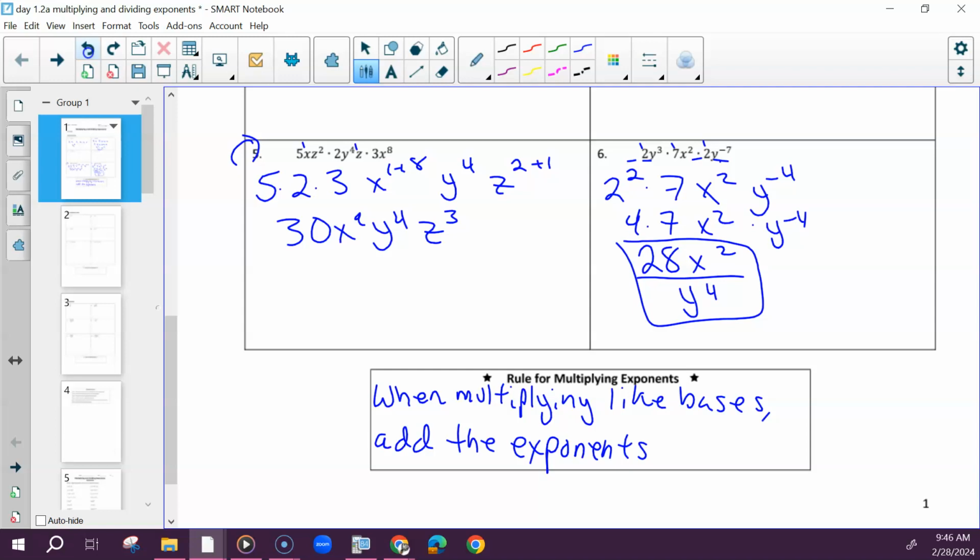Yes. Can I write it the same as number 5? Say that one more time. Can I write it the same as number 5? Like this? Yes. As long as your simplified answer looks like one of these.